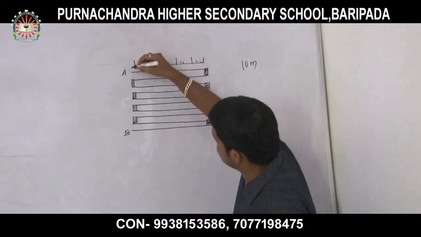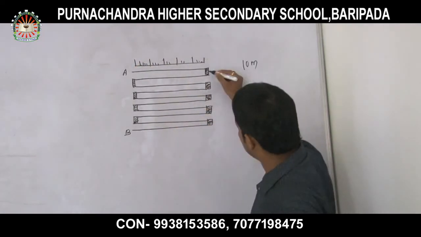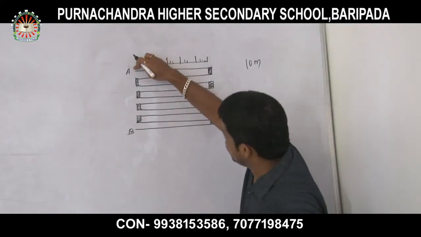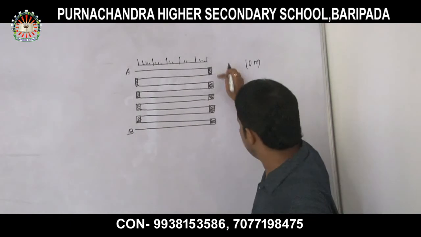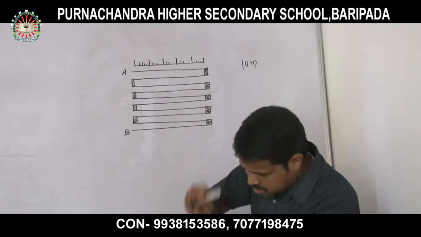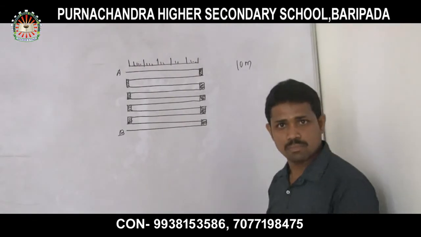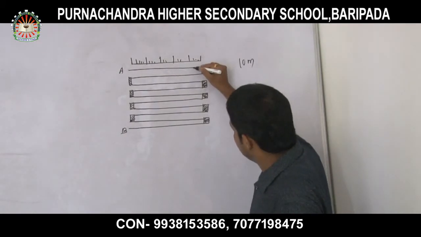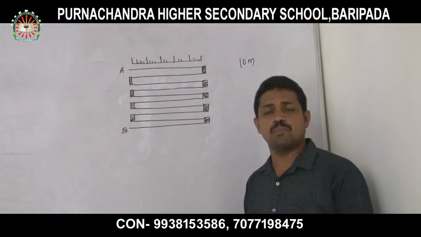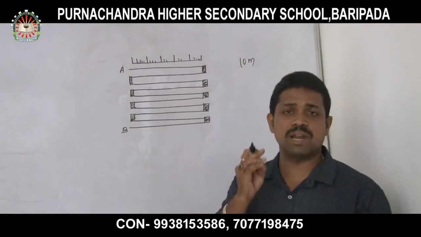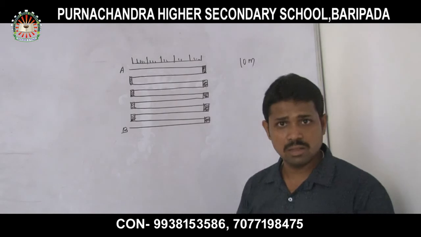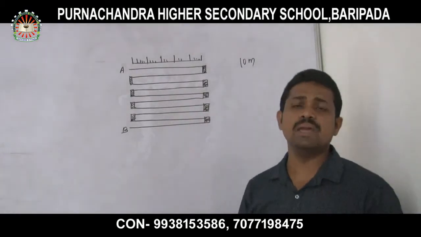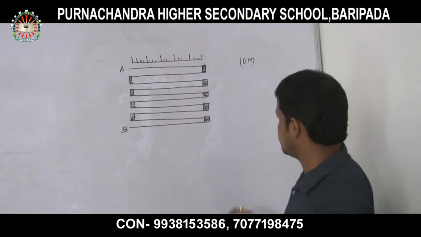The 10 meter wire is traced from point A to point B through these screws. These screws are fixed on a wooden box. Clear? And the important point is, what is this wire made up of? This wire is made up of constantan or manganin. Why? Because manganin and constantan have a low temperature coefficient.